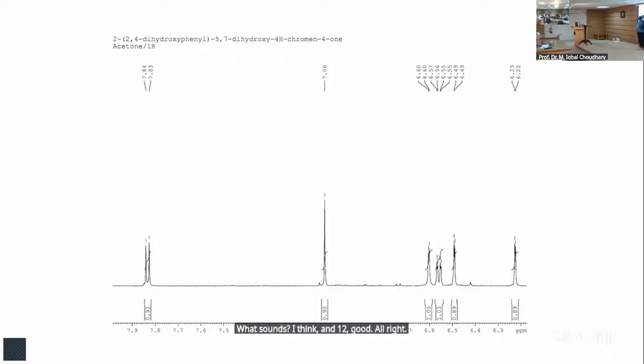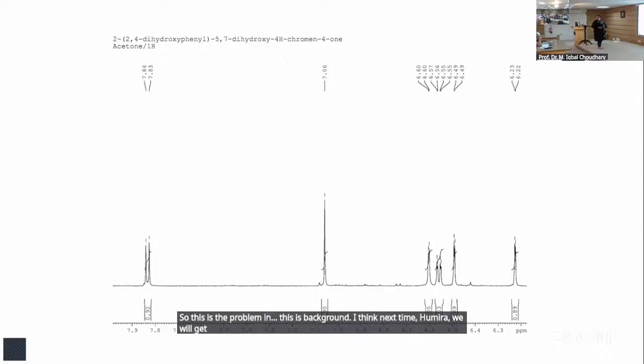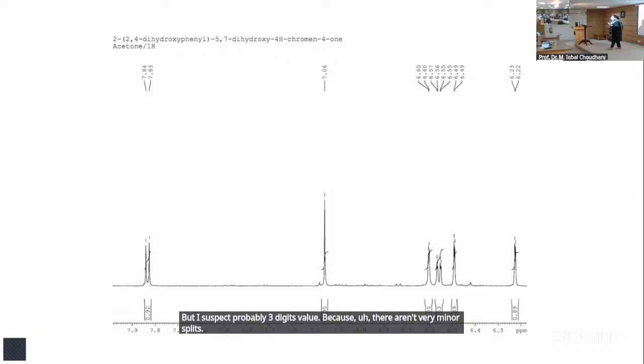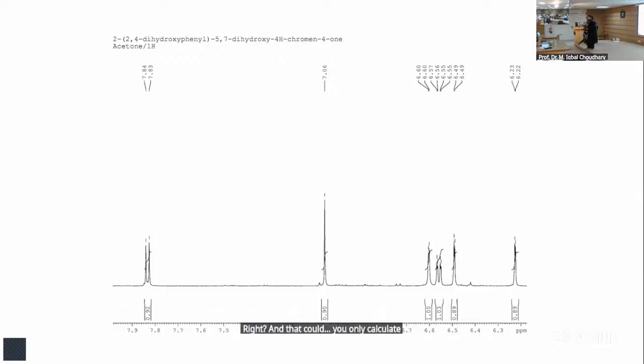Alright, so now I would like you to calculate the doublet. So calculate the J value of this bit. Yeah, that is why I told you, because at least you should have 3 digits here. So this is the problem in this spectrum. Next time, Humera, we will get the correct spectra with 3 digits value because there are very minor splits, right? And that you can only calculate when you have 3 digits value.